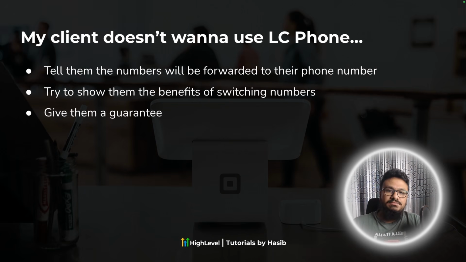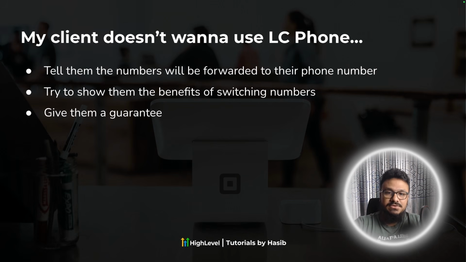If you are able to pick up the calls, we will just forward it to them. If you can't pick it up, that's the whole point of implementing the voice AI agent, so you don't miss any calls. Tell them that, try to convince them, try to show them the benefits of switching numbers, like the calls will be recorded. If we are switching the number, then the voice AI agent can operate.